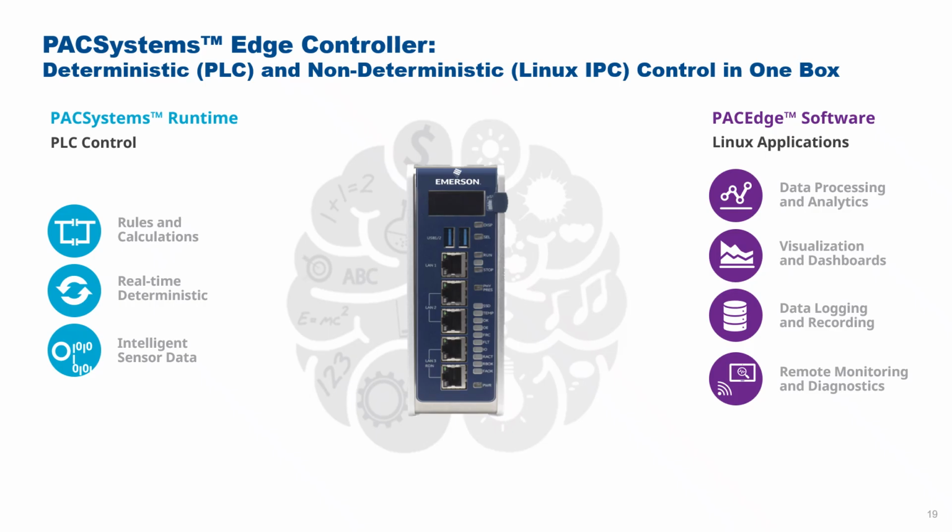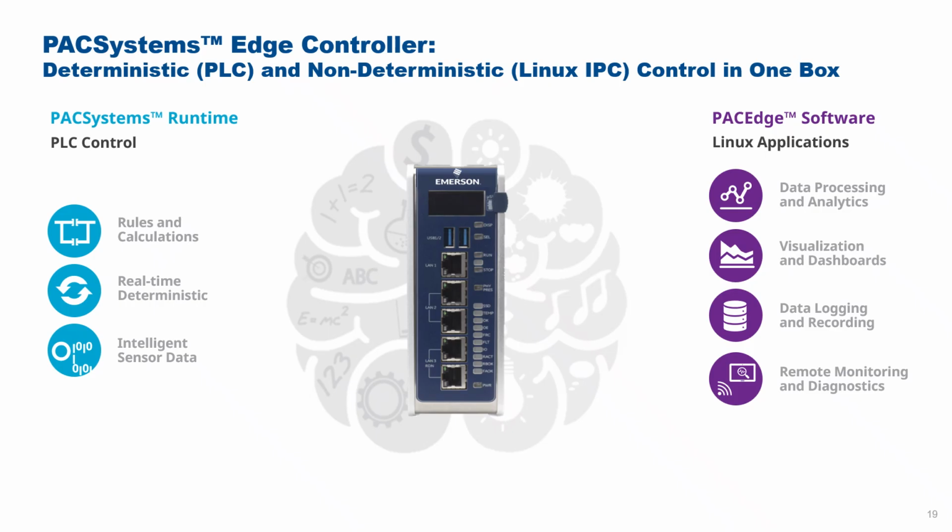So what we do is we take a CPU with 4 cores and we run a hypervisor to allow us to split those 4 cores into 2 independent 2-core computers. So it's still running inside the same box, but by having 2 2-core computers, we can run the PACSystems runtime on one of the 2 cores.